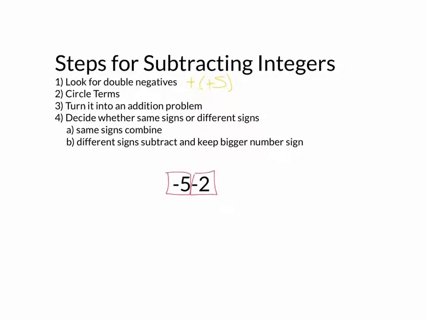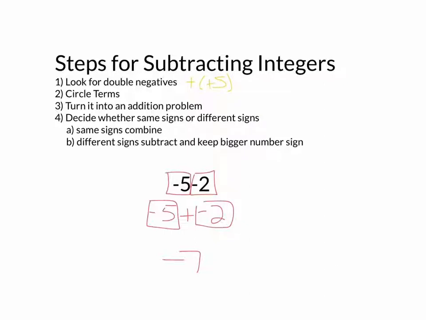Then turn it into an addition problem. You can turn a subtraction problem into an addition problem. That subtraction sign right in front of that 2 just means it's a -2. So I can rewrite this -5 minus 2 as -5 plus a -2. Then we just do the same steps as addition. So I have -5, a -2, same signs, we combine them. 5 plus 2 is 7, and you keep the sign. So my answer would be -7.